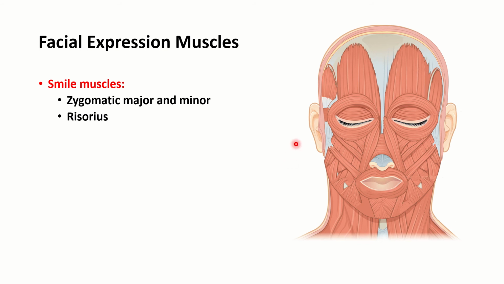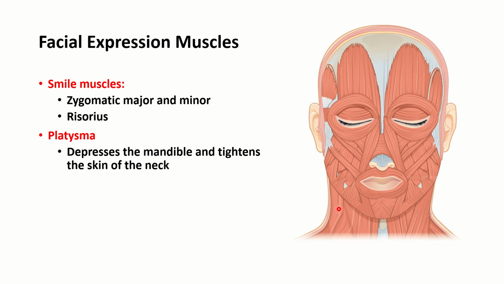Some of the smile muscles, you have the zygomaticus minor and major. There is also risorius muscle, which is not shown here properly. It's a muscle like this, going from the corner of the mouth all the way here. And there are a couple of other muscles like levator labii superioris, levator anguli oris. Those muscles are not labeled here properly, and those muscles are also for smile.